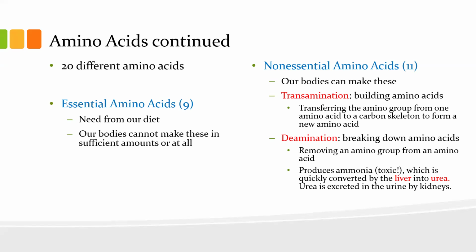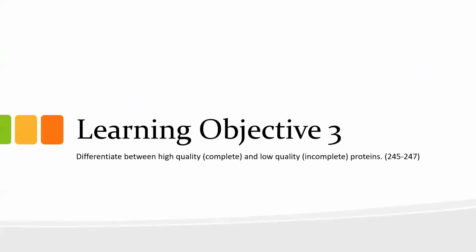Now, there's something called transamination and deamination, and these are processes involved in metabolizing amino acids. The carbon skeleton that might remain after deamination can be used for energy or used to make other compounds like glucose. So, amino acids are very important, and the body uses them for a number of different functions.